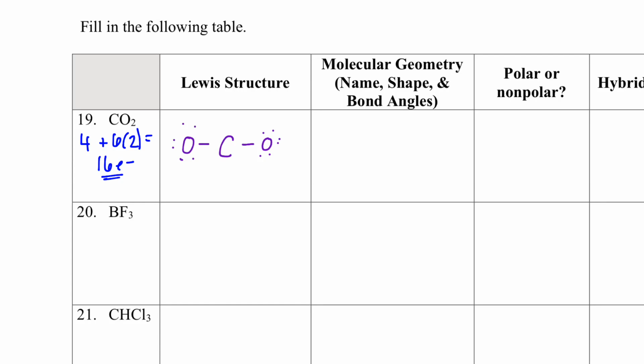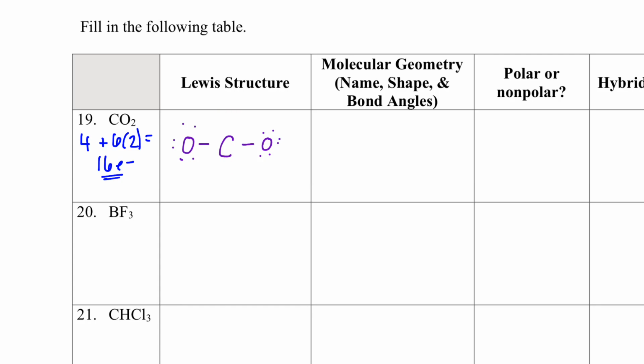Our last step is always to check, is everything happy? If we look at these outer elements, they have 6 plus 2 is 8, 6 plus 2 is 8, so those are happy. The problem is our carbon only has 4. 2 plus 2 is 4, but it needs to have 8. I don't have any more electrons, so I can't just put them on the central atom.